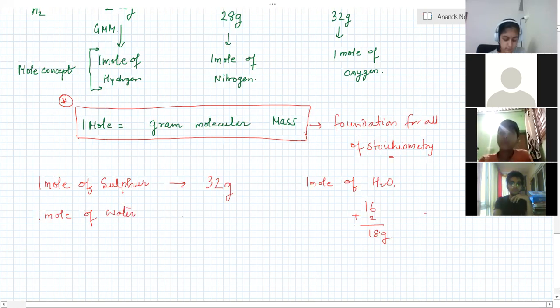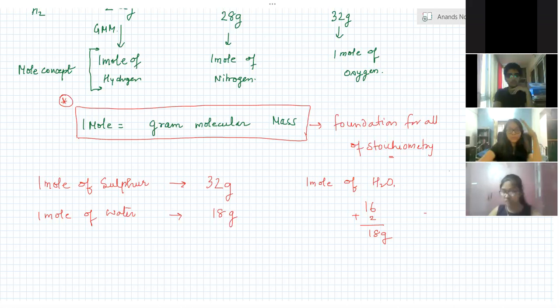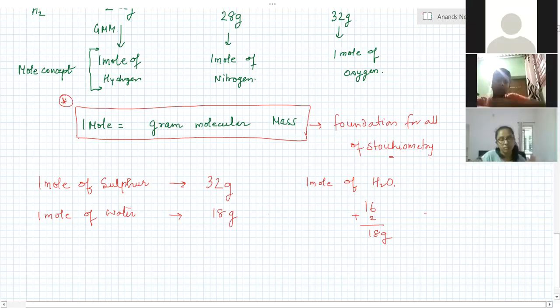1 mole of water is going to be 18 grams. Yes. Okay. So, Akshita, what will be 1 mole of ammonia?